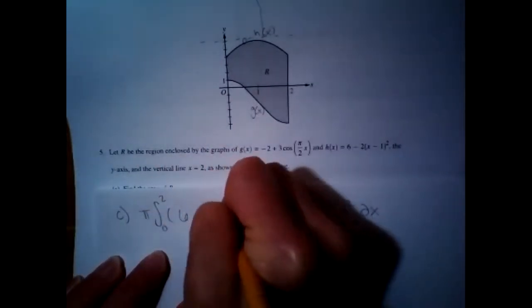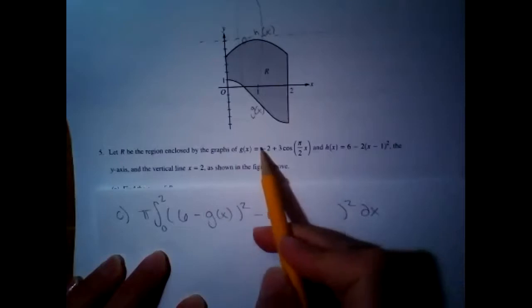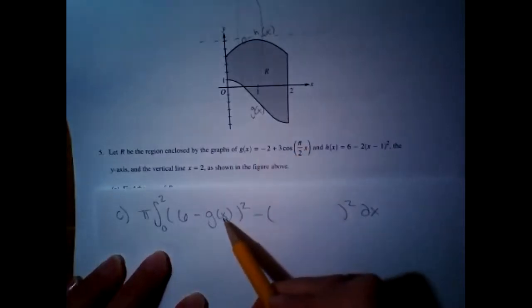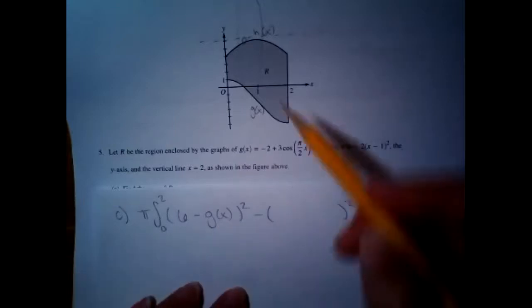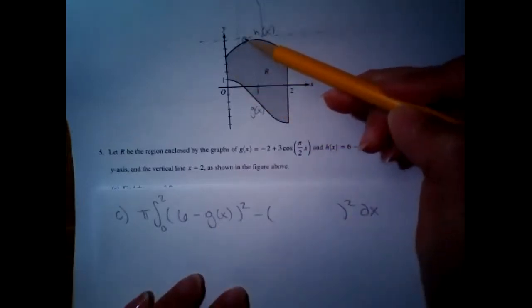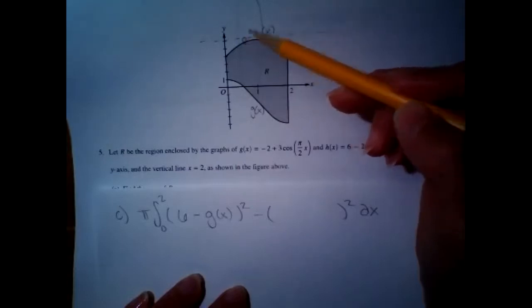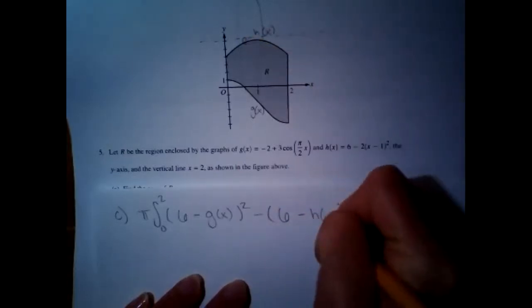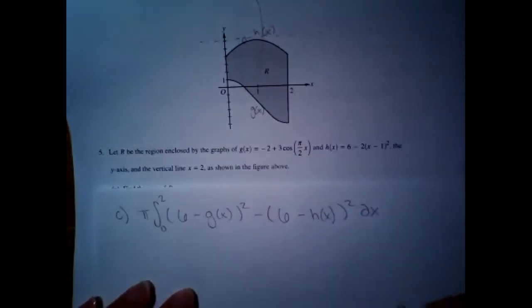And you do not have to copy over this function. You can just write g of x. Do that because it's shorter and you're less likely to make a copy error. And then the inner radius, which is really super tiny here, again, upper graph minus lower graph, it's going to be 6 minus h of x. And that's it. That's literally it. You just write that out, you get all the points.